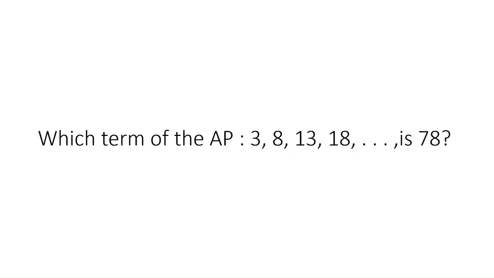Let us solve the following. Which term of the AP 3, 8, 13, 18, and so on is 78? So we are given one AP, 3, 8, 13, 18, and so on, and one more term is given, 78. We need to find out which term that particular 78 is in that AP.